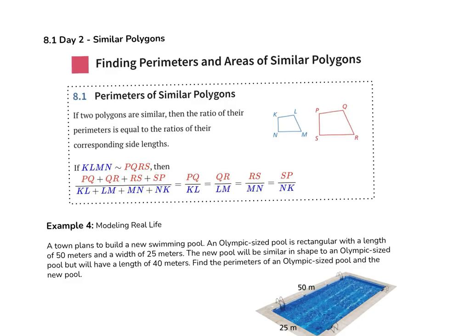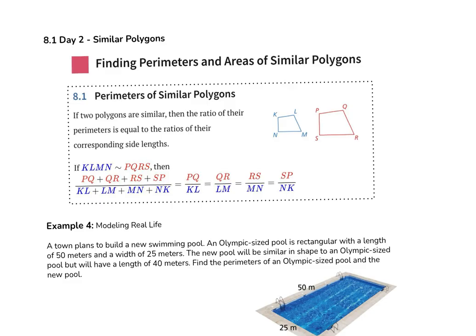And we're going to try to talk about how we can make that decision. So first thing up here is talking about the perimeter of two similar polygons. So in this case here, they are already telling me that these two figures are similar. So we don't have to make that determination. We already know that they're similar. Now we're going to talk about their perimeters.